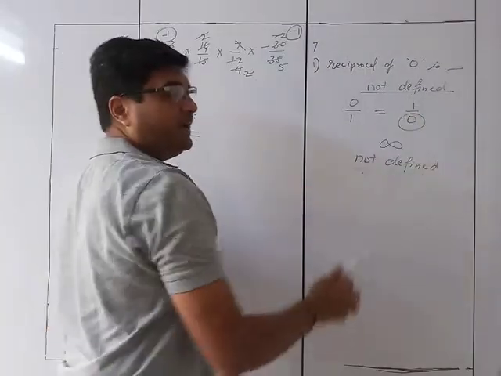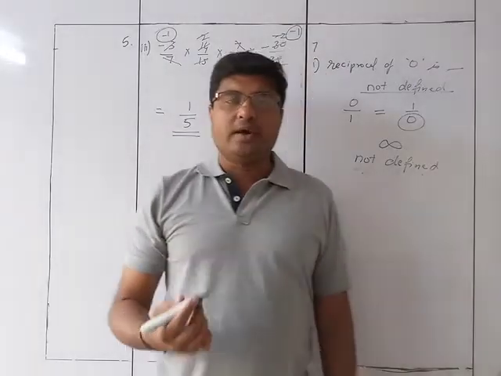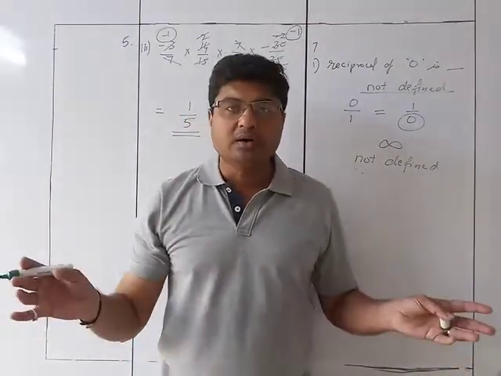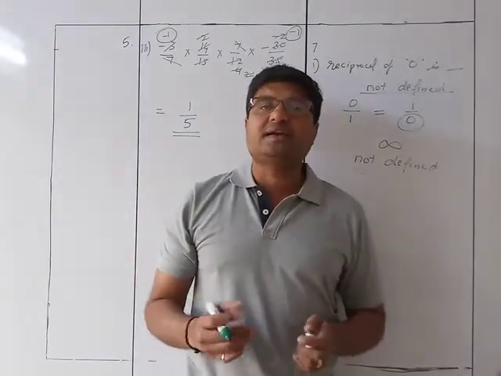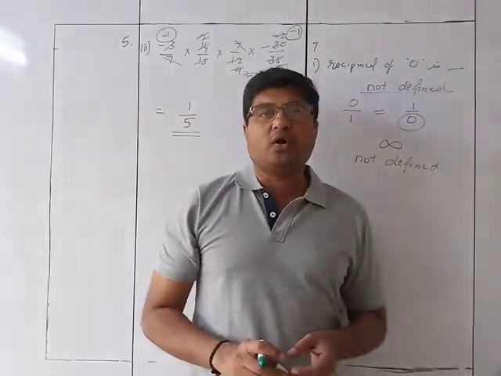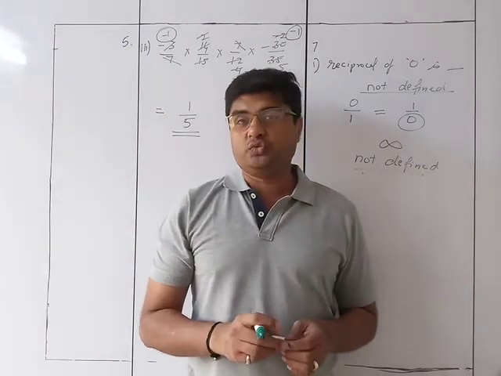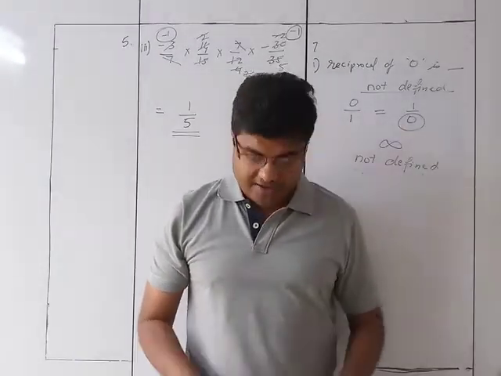because it is going to be 1 divided by 0. Anything divided by 0 gives you a very large number. That large number is such that it cannot be defined. In a way we can call it infinity, but we don't use the word infinity in math so easily. That's why we call it not defined.